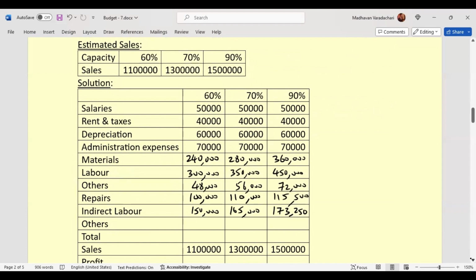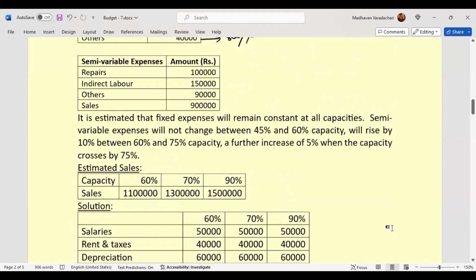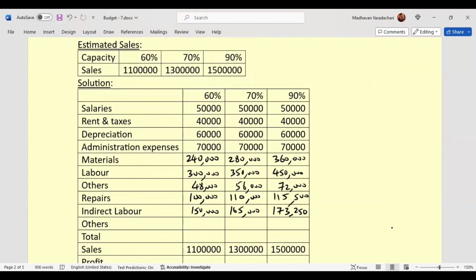Others, first one, it will remain as it is. That is 90,000. Then there will be a 10% increase. So it becomes 99,000. Then further 5% increase, it becomes 103,950.